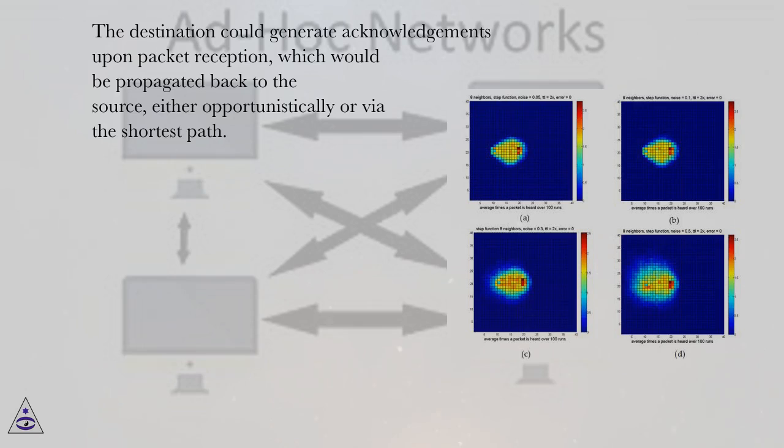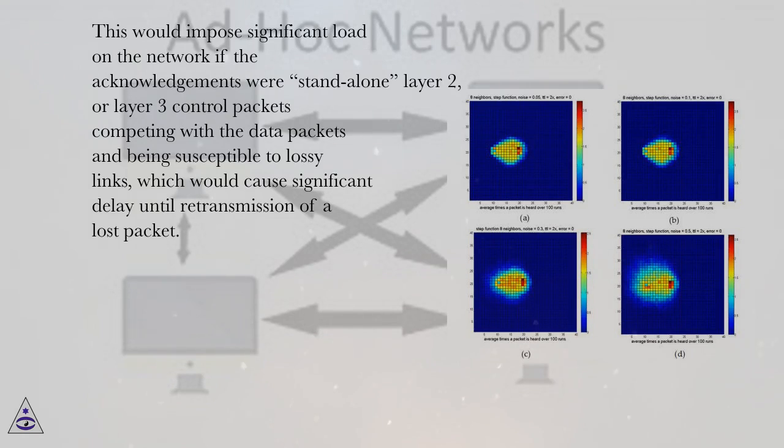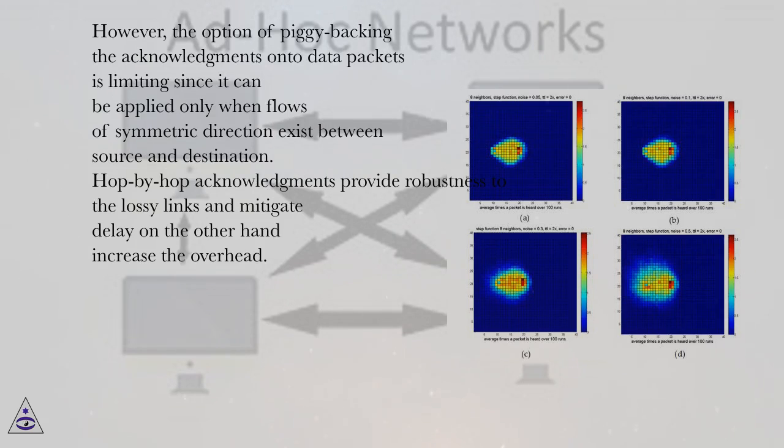The destination could generate acknowledgements upon packet reception, which would be propagated back to the source, either opportunistically or via the shortest path. This would impose significant load on the network if the acknowledgements were standalone Layer 2 or Layer 3 control packets competing with the data packets and being susceptible to lossy links, which would cause significant delay until retransmission of a lost packet. However, the option of piggybacking the acknowledgements onto data packets is limiting since it can be applied only when flows of symmetric direction exist between source and destination.